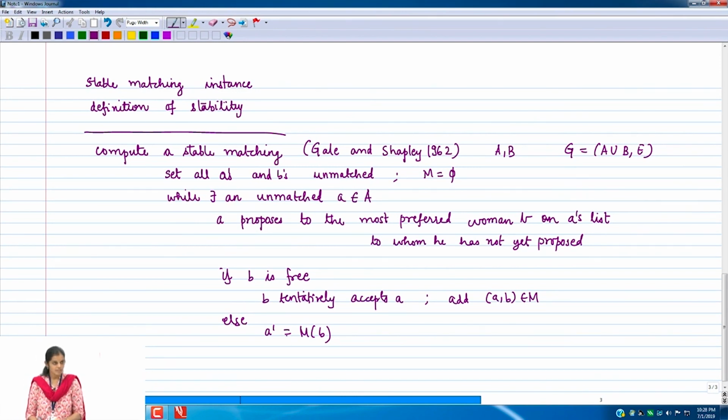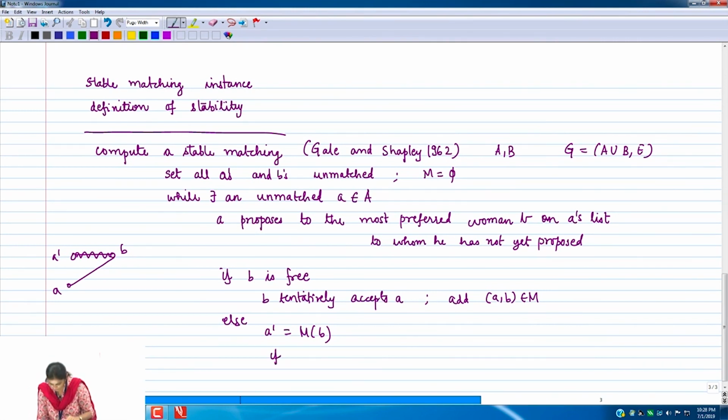So there is a current matching that we have. If B is not free, then it is matched. Therefore, it must be matched to somebody. Let's call that partner A prime. So the picture is like this: B is currently matched to A prime and B gets a proposal from A. At this point, what is B going to do?